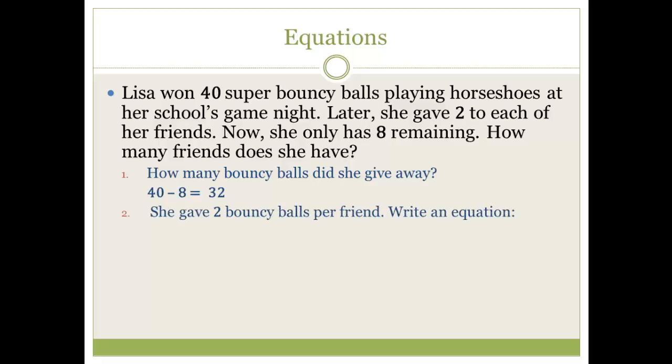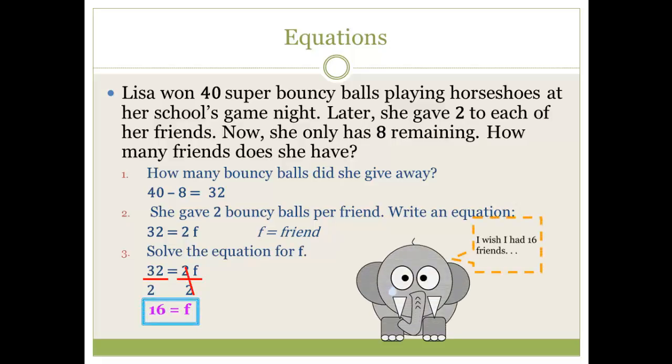She gave 2 bouncy balls per friend. To write the equation, we would write 32 is equal to 2 times f, with the letter f representing the number of friends she has. Lastly, we would solve for f by dividing by 2 on both sides of the equation. The answer would be f equals 16. Lisa has 16 friends.